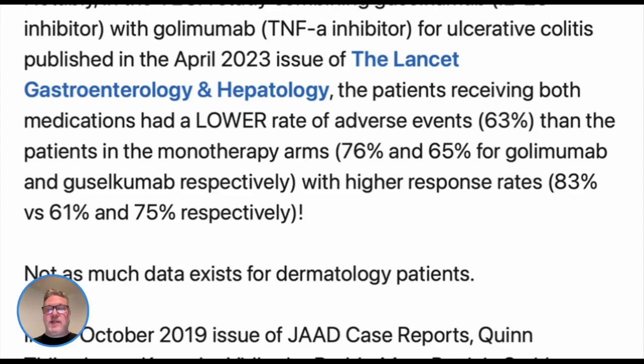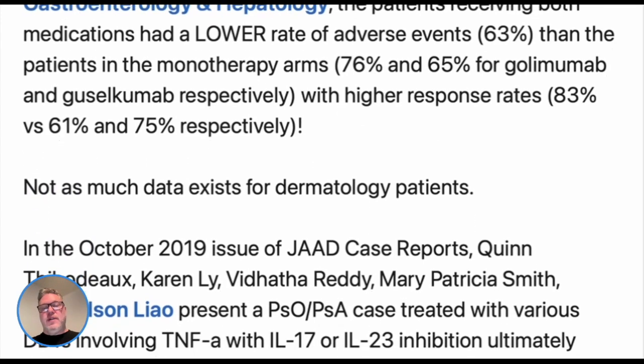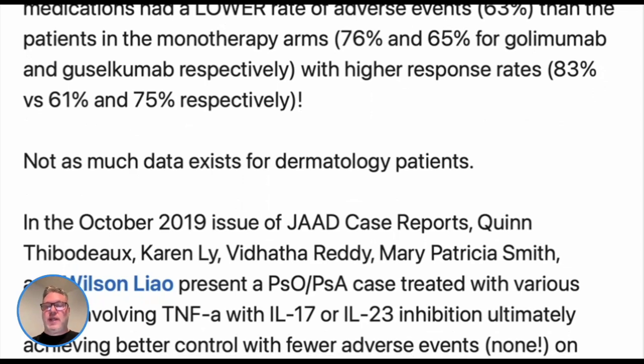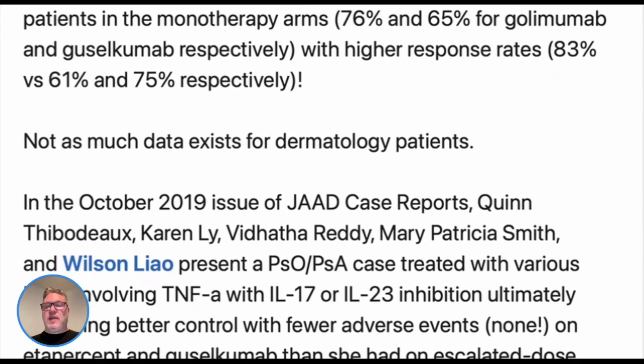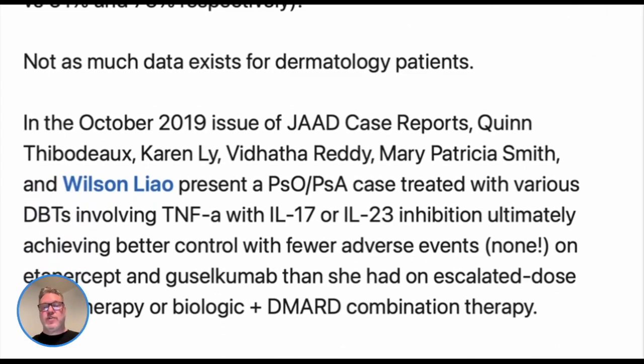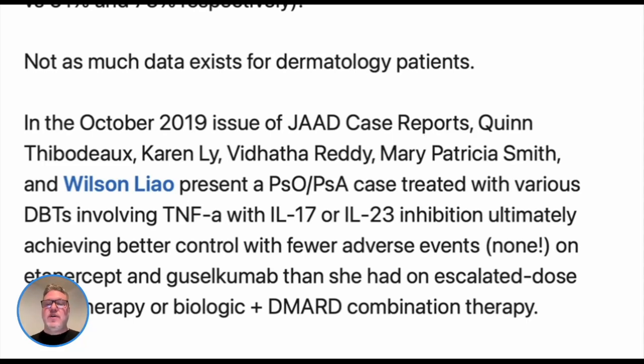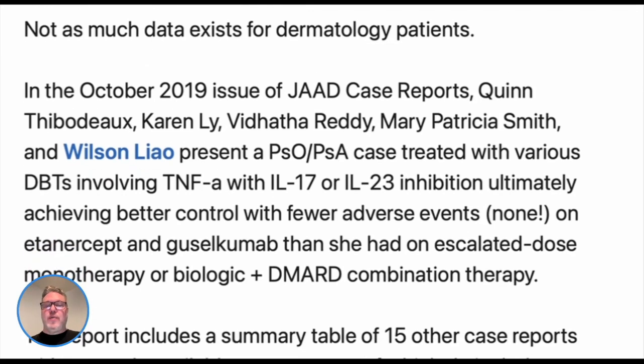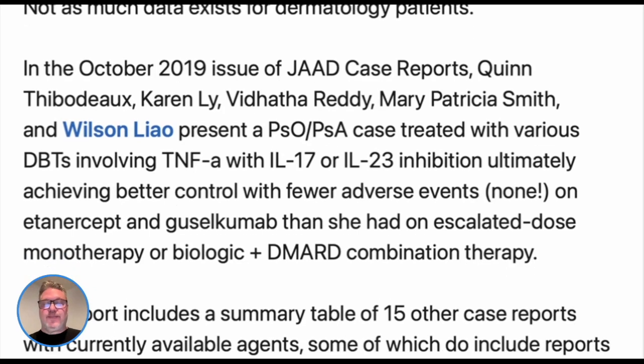But of course, not as much data exists for dermatology patients. But in the October 2019 issue of the JAD case reports, there was a case report of a patient with psoriasis and psoriatic arthritis treated with various dual biologic therapies involving TNF alpha with IL-17 or IL-23 inhibition, ultimately achieving better control with fewer adverse events, in fact, none, on etanercept and guselkumab than she had on escalated dose monotherapy or biologic plus DMARD combination therapy.